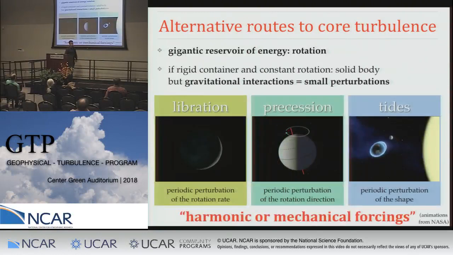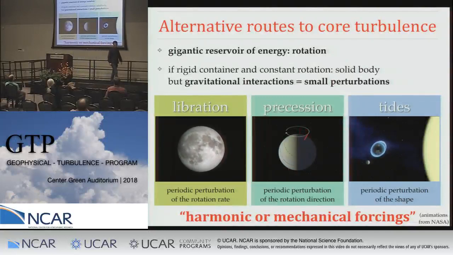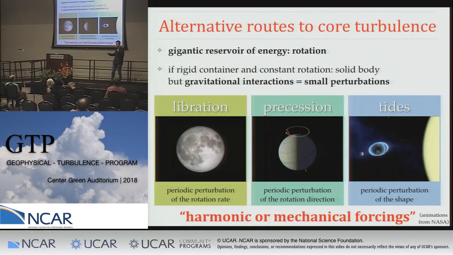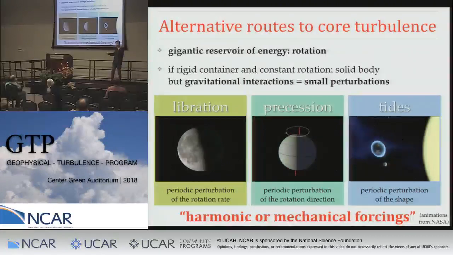Luckily enough, it's not the case for planets. The rotation states of planets are perturbed by what we call harmonic or mechanical forcing, including libration, precession, and tides. Precession, you remember, Dan already showed it. It's the fact that the axis of rotation of the Earth, for instance, is also rotating through time. Libration is important for synchronized bodies, for instance moons. It means that the rotational velocity is not constant through time, but slightly oscillating.